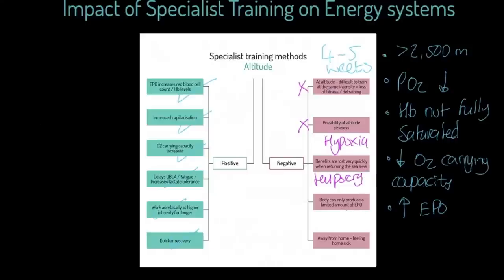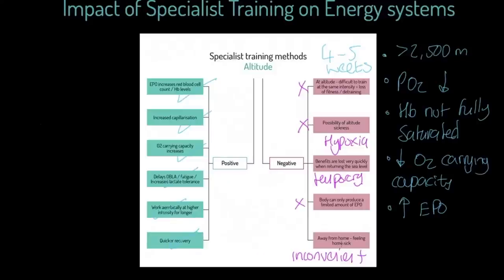The body can only produce a limited amount of EPO. So, okay, this is the limit. No matter how much we do, we can't go into mega overdrive of EPO delivery. And finally, we've got being away from home, that feeling of homesickness. It's also inconvenient. It's also expensive. It's also impractical. You could use all these terms, but that's a specialist training method.